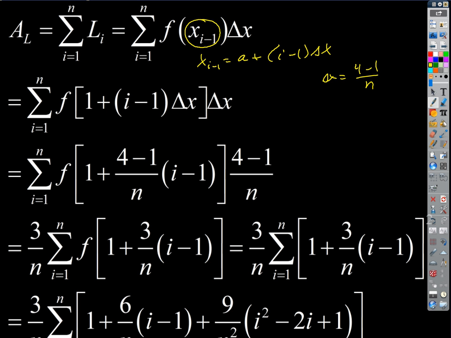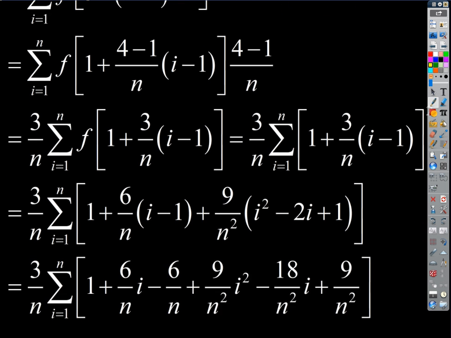So this is x sub i minus 1. If we plug in the value of delta x, 4 minus 1 is just 3, right? We can go ahead and factor out this 3 over n too, right? Because it doesn't have any i's in it, so it's not a variable as far as the sigma is concerned. Remember, we had that property we explored yesterday. If it doesn't have any i's in it, we can pull it out front, okay?